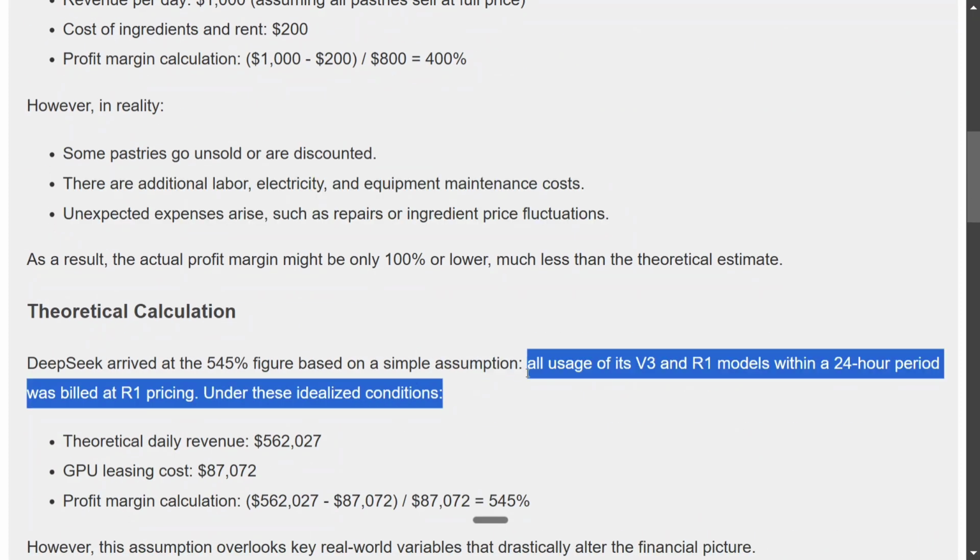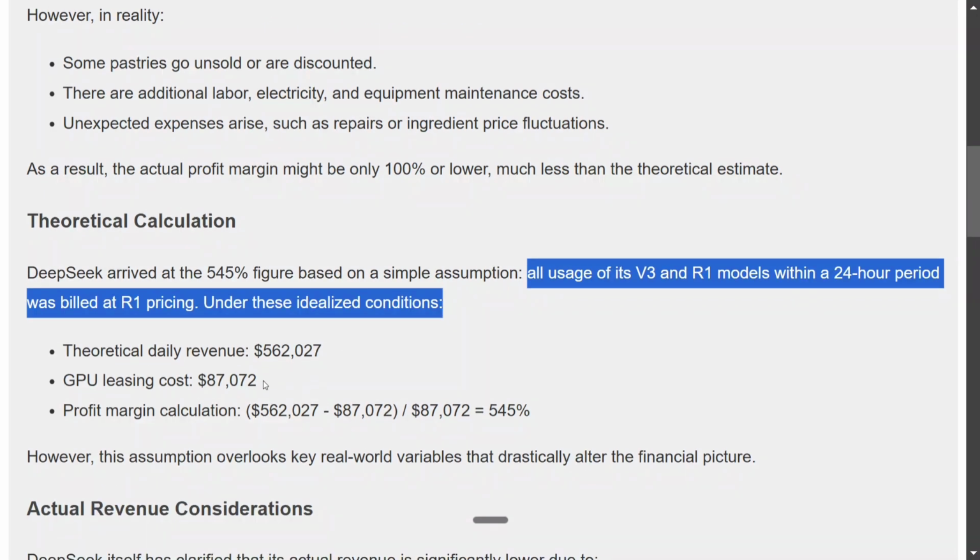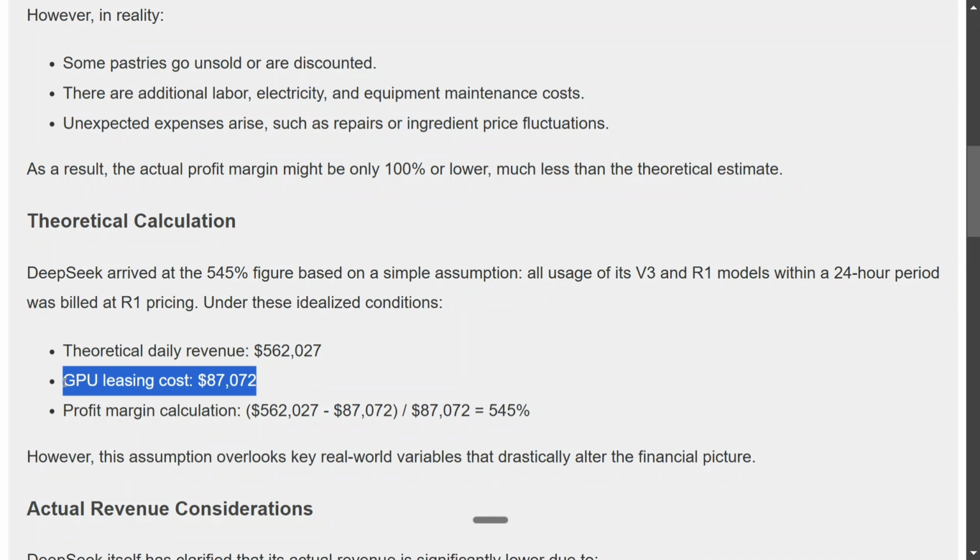That is the theoretical calculation DeepSeek is giving. DeepSeek is going with a simple assumption: all usage of its V3 and R1 models for 24 hours is billed at R1's price. This is a very highly idealized condition. They are not considering any failure. They are not considering how these models would actually be used, 24 by 7. They go with a basic assumption that if the models are used every second of every day and billed at R1's price, then the theoretical daily revenue would be $562,027, the GPU leasing cost is $87,000, and the profit margin would be 545%.